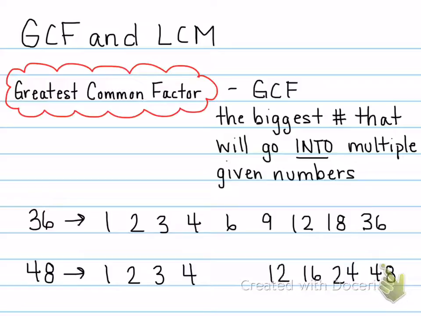And I can actually stop right there because when I look at the numbers I have, I see that 12 goes into both of those numbers. So 12 is the biggest number that goes into both 36 and 48. So the GCF of 36 and 48 equals 12. It is a factor of both of those numbers. Okay.